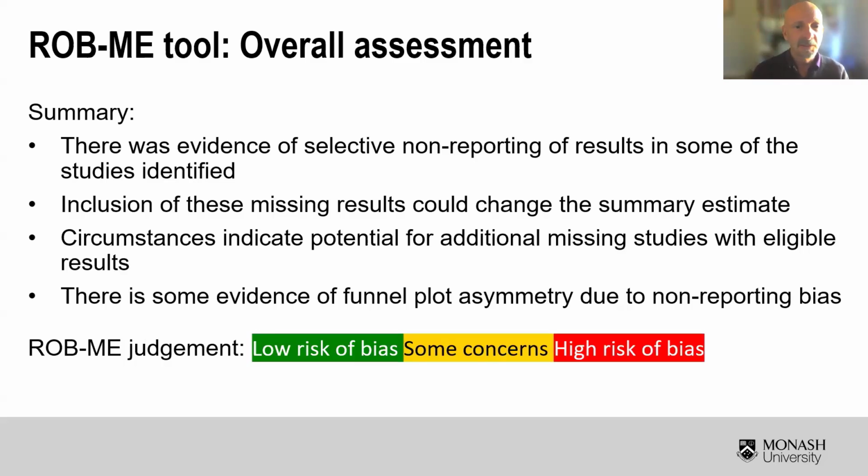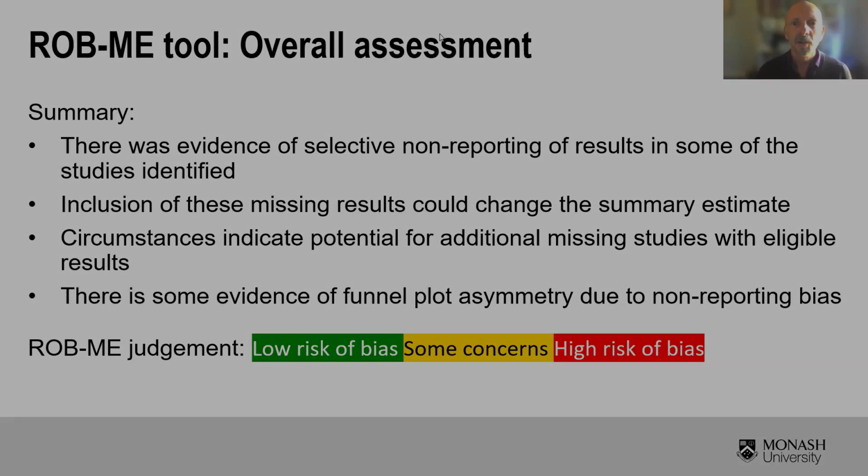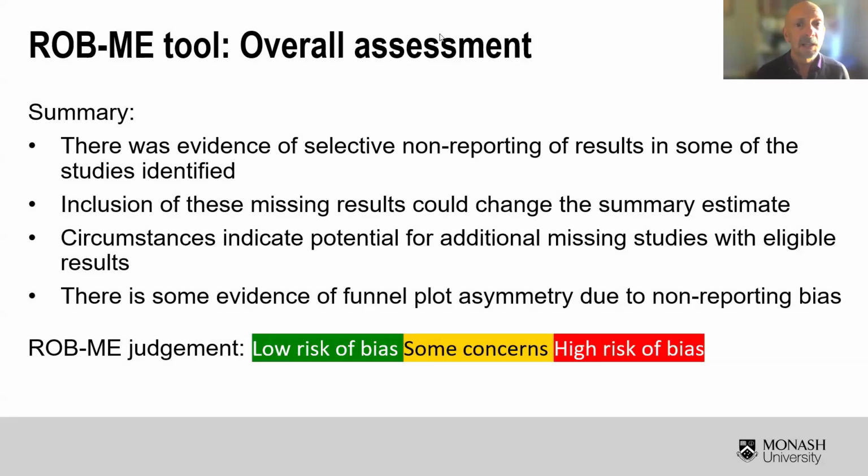Dario, I think we've got time to do a little poll here. So the question is, given this set of responses essentially to the signaling questions, do we think that the risk of bias judgment is low risk of bias, giving some concerns, or high risk of bias? We've got more than half of people, 58%, thinking there's high risk of non-reporting bias here. About 40% think it gives rise to some concerns, and one person thinks there's low risk of bias.